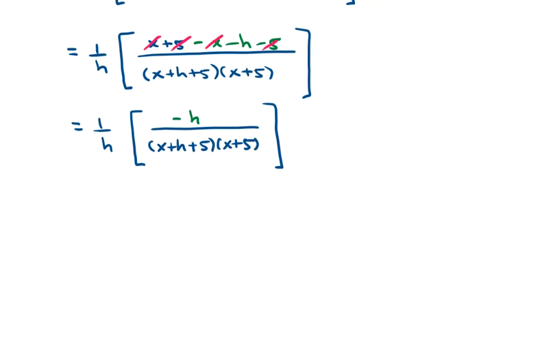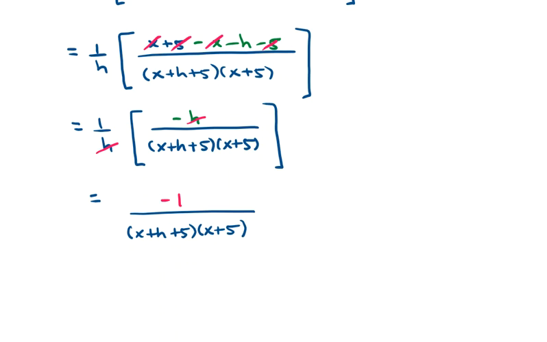Now, keep in mind we do have this 1 over h out in front of the fraction, and the h is in the denominator, and we have a negative h in the numerator of the second fraction. So there's some cross-canceling that's going to happen. Namely, the h is going to divide out this h, and we'd still be left with -1 in the numerator. And that -1 is going to be on top of, you guessed it, the LCM.